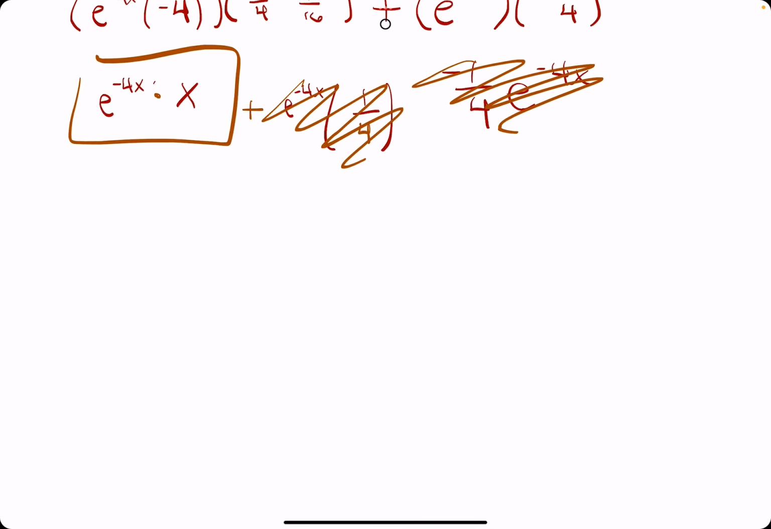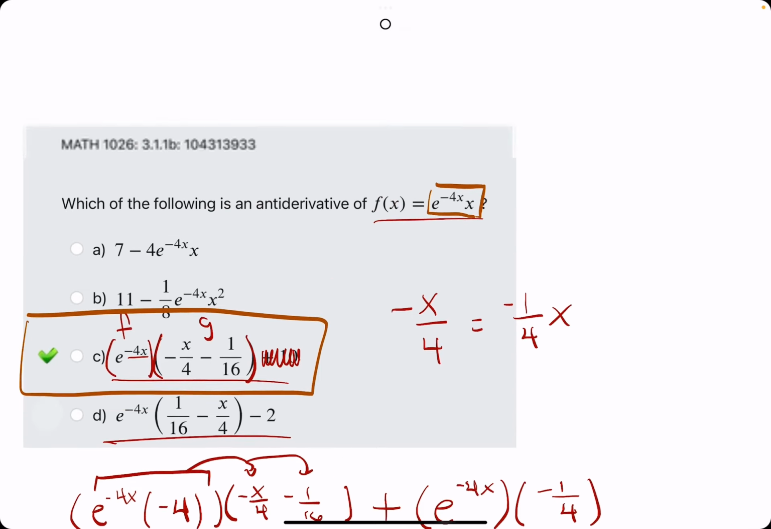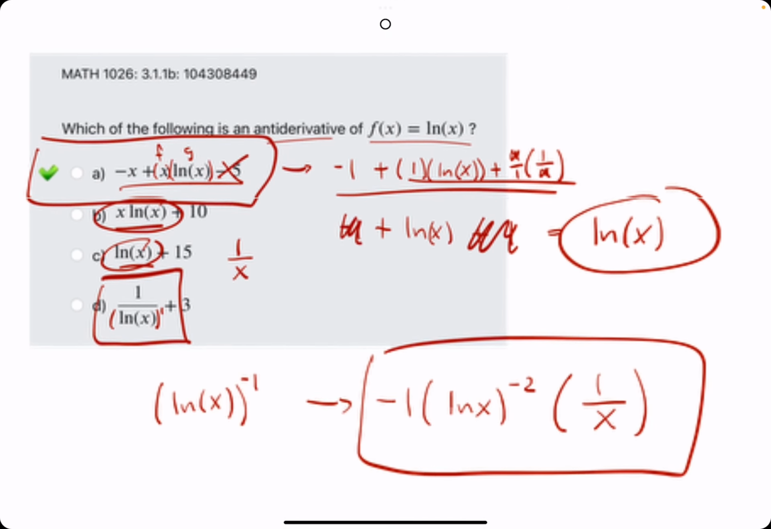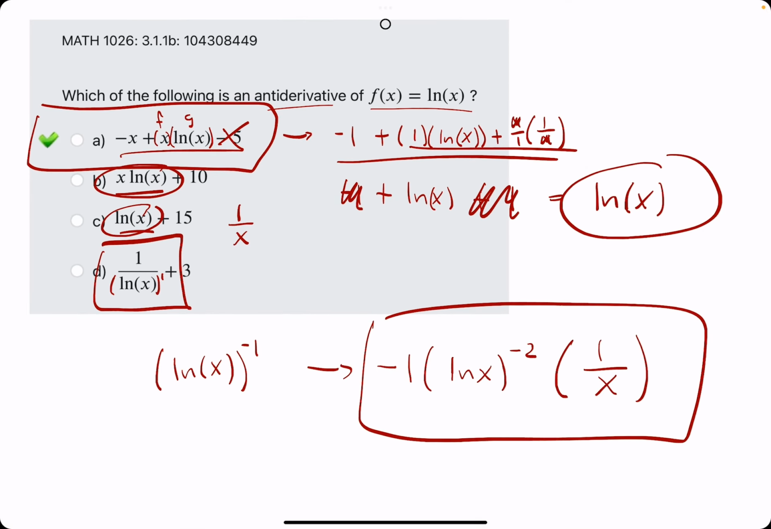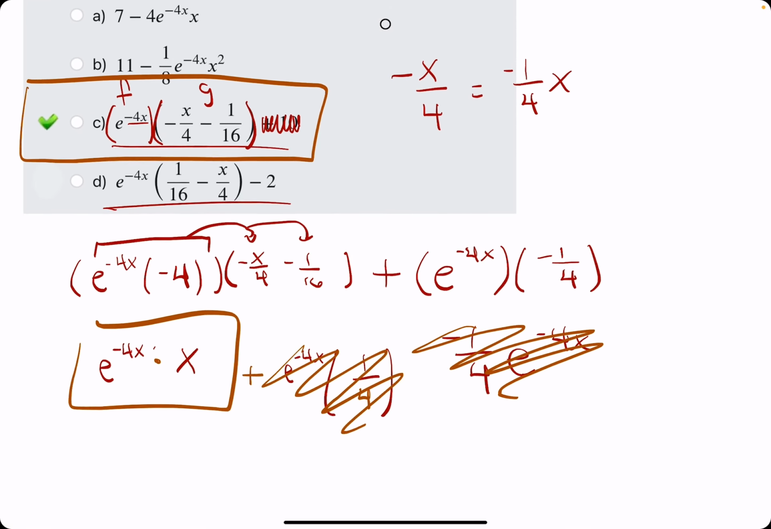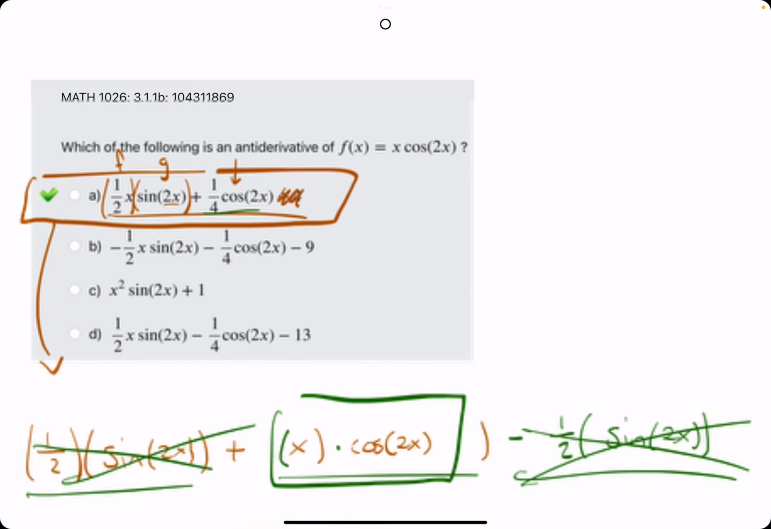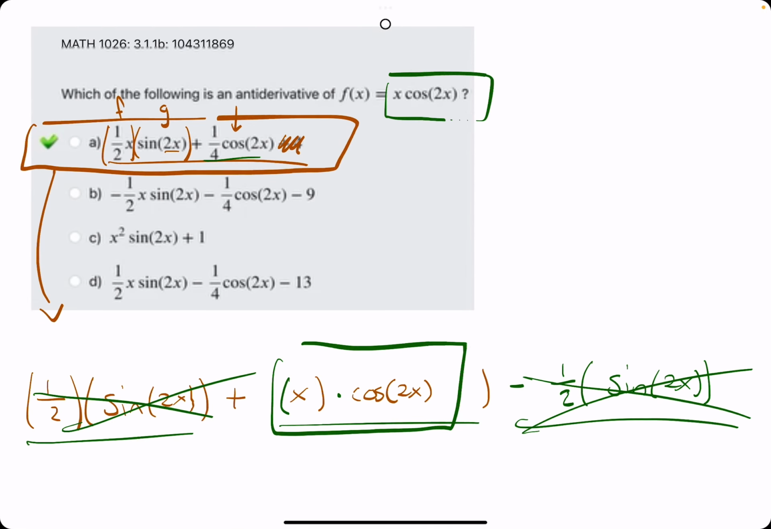Hopefully this makes some sense. Again, this is kind of just a lot of practice in product rule and quotient rule. It appears that in 311b, these problems, we mainly use product rule. I don't know if there's quotient rule mixed in or not. But yeah, all right.